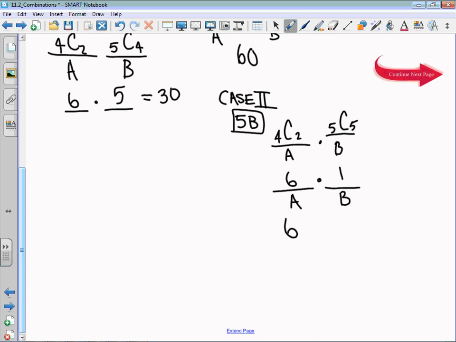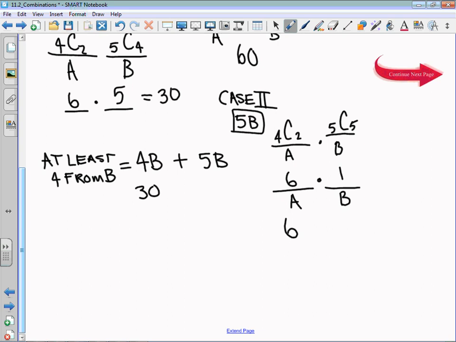Now, I am going to write that if you put at least 4 from B, you have to consider that that's 4 from B plus 5 from B. Right? That's an either-or situation. I can do either of those situations. Well, there's 30 different ways to answer 4 of the questions from part B, and there's 6 different ways to answer 5 of the questions from part B. So there are 36 different ways to answer at least 4 of the questions in part B.